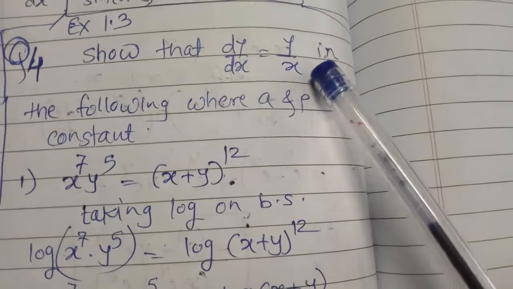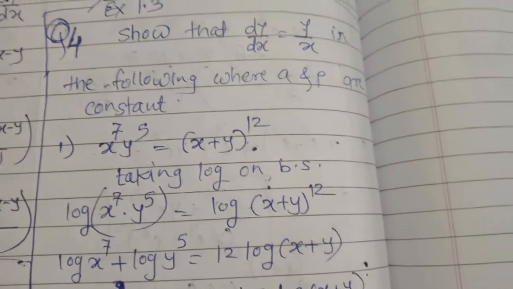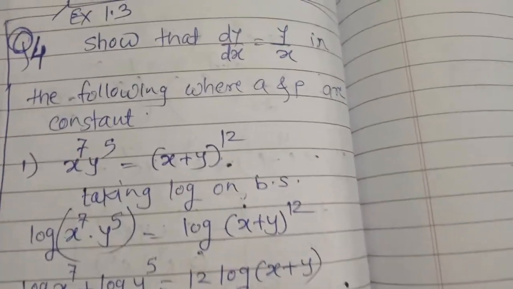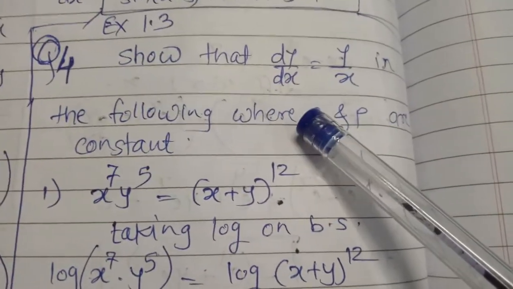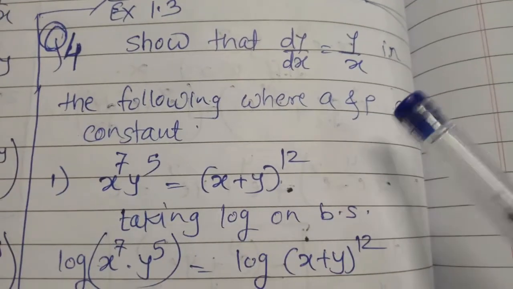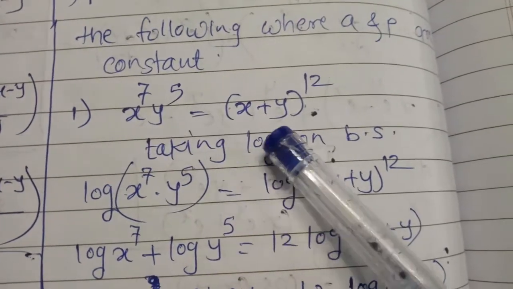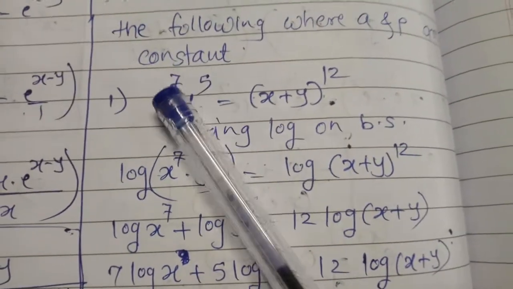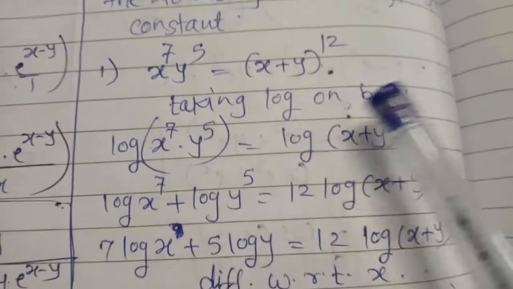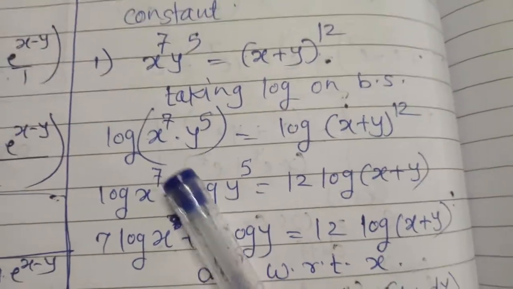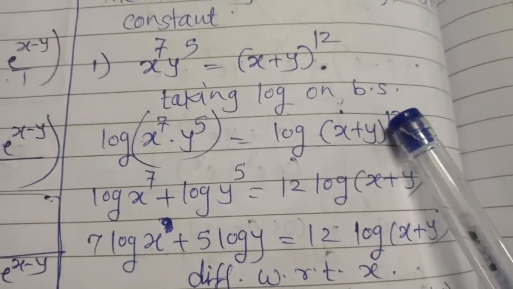Show that dy by dx is equal to y upon x in the following, where a and p are the constants. So in question number 4, for all the examples, we have to show that the derivative is y upon x, and a and p are the constants. So x raised to 7 into y raised to 5 is equal to x plus y raised to 12. See, there are a number of functions and also powers, so we take log on both sides. So log of x raised to 7 into y raised to 5 is equal to log of x plus y raised to 12.